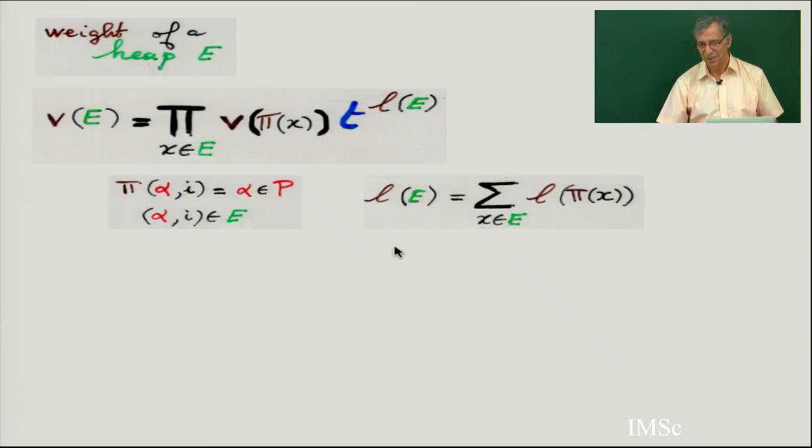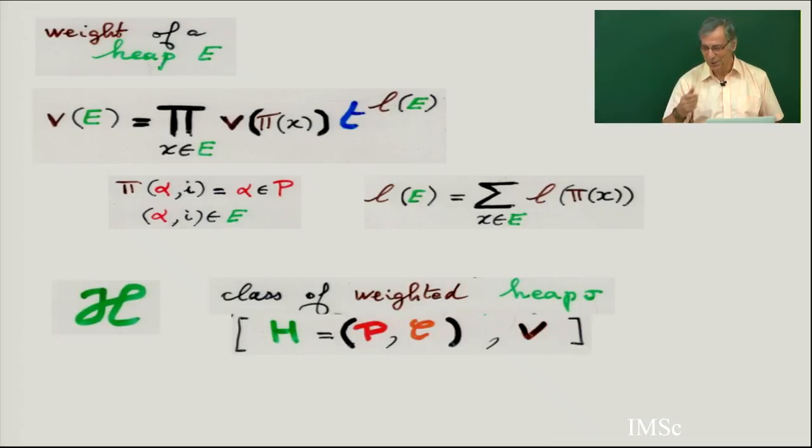And I take, by definition, the L of E. By definition, it will be, because the weight of a heap is a product of all the weights of elementary pieces. Each piece will have a T power something. So the total weight will be T power the sum of all the exponents. Okay? No problem? Everybody follows?